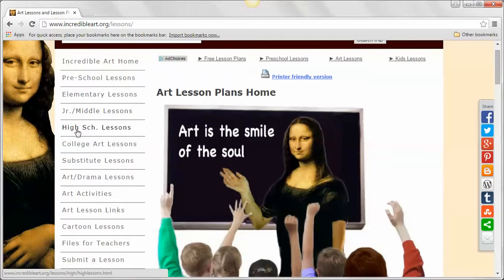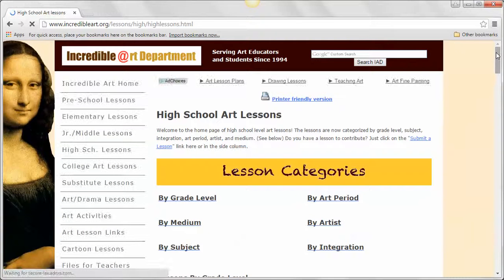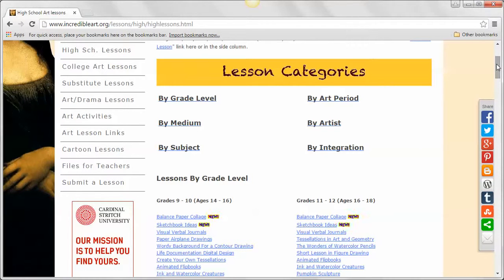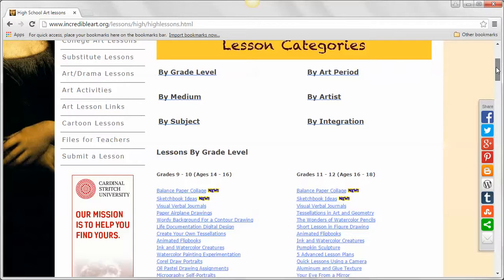So if we just click on high school lesson plans here, the nice thing is that it sorts them by different categories: grade level, medium, subject, art period, and also by artist and integration. That's extremely important because if you are designing a lesson around, say, a specific concept like illustration, you might want to pick a medium that's going to fit that well, or if you're going to design a project around a concept like pointillism, you might want to go to the artist or art period that can help you build that project around.